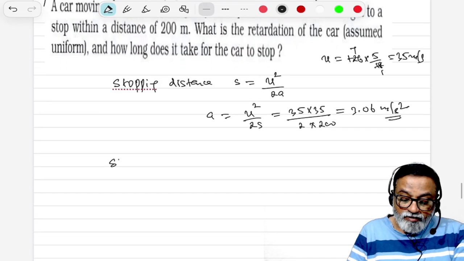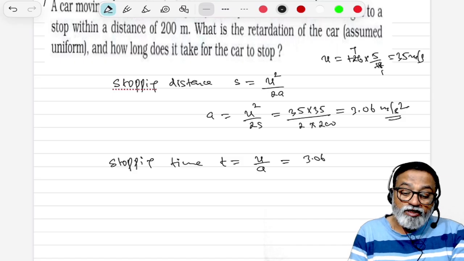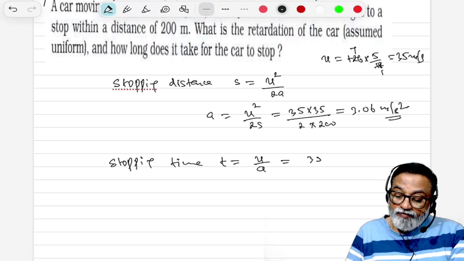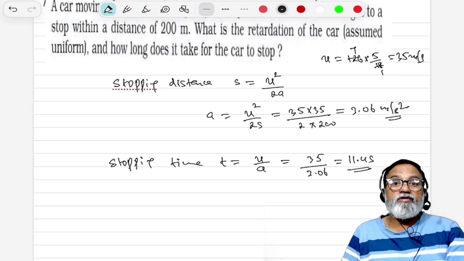And next one, stopping time T is equal to U by A. U is 35, retardation is 3.06. This becomes 11.4 seconds.